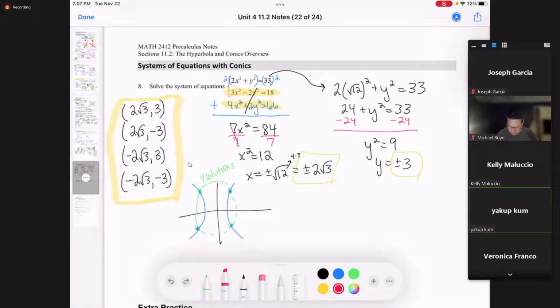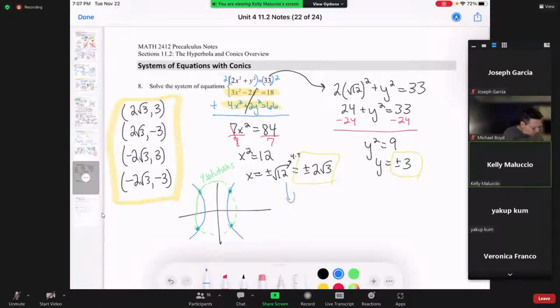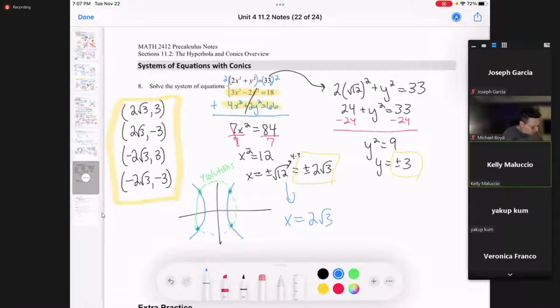What do you mean every possible? So let me write it out. In this case, my answer here is X equals 2 root 3 and X equals negative 2 root 3. And then my answer here is Y equals 3 and Y equals negative 3, right?